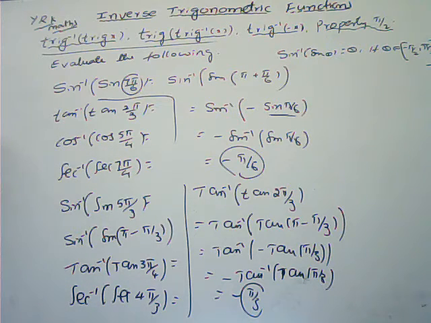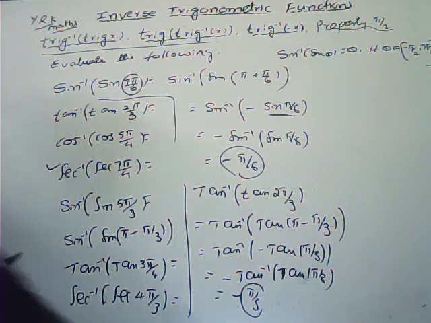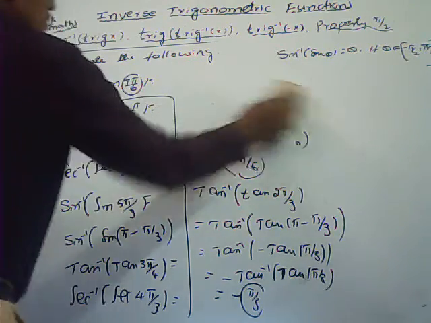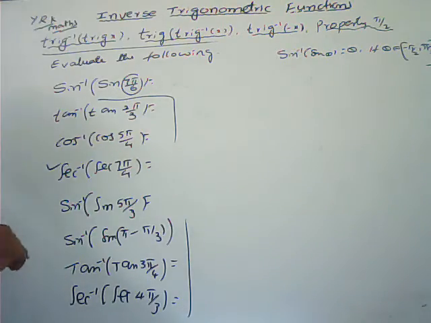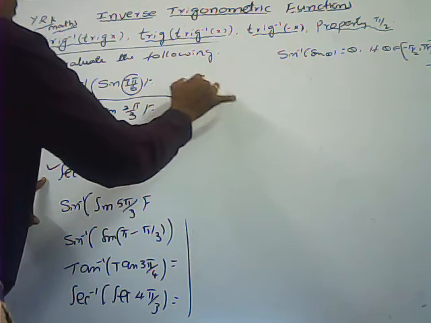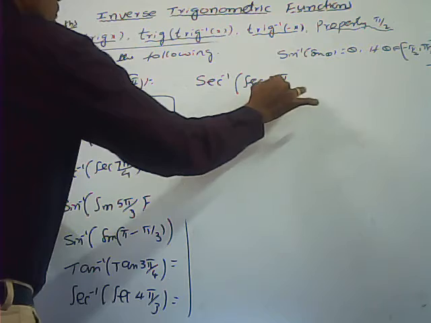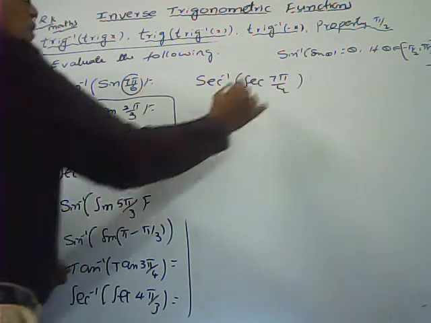So the remaining problems, otherwise we can discuss one more also. This one also we can discuss. Secant inverse of secant 7 pi by 4. Here secant inverse of secant theta we can write directly theta if theta belongs to 0 to pi. But here what is the value of this one? More than pi.